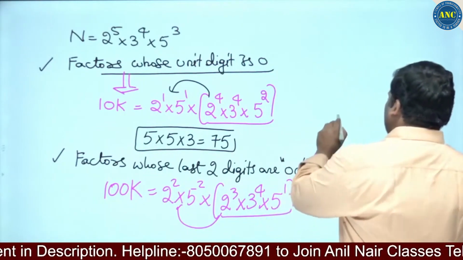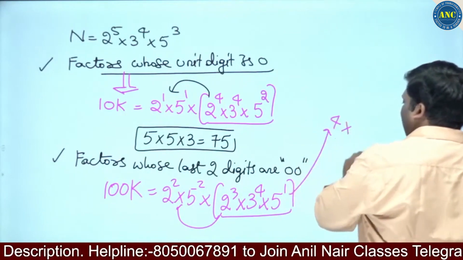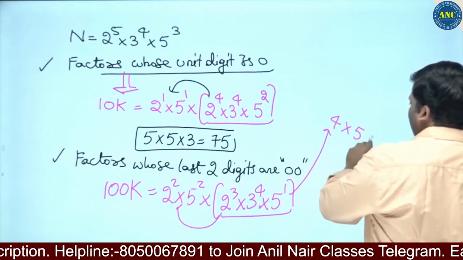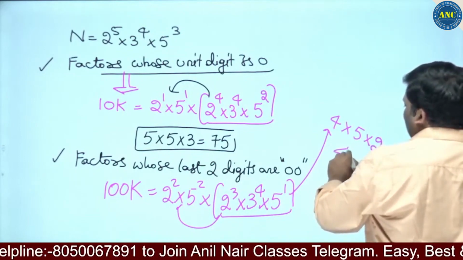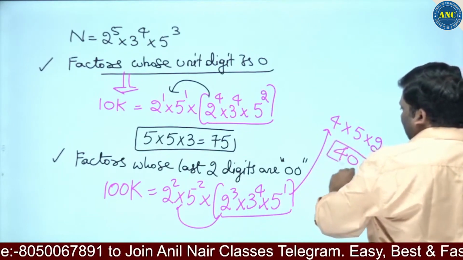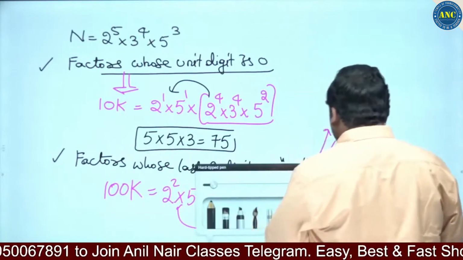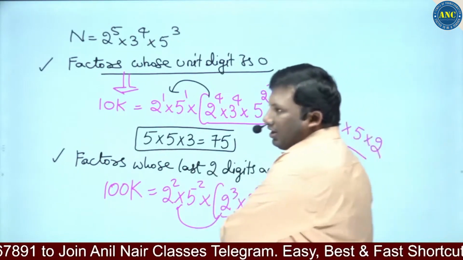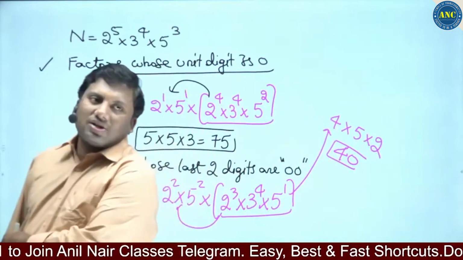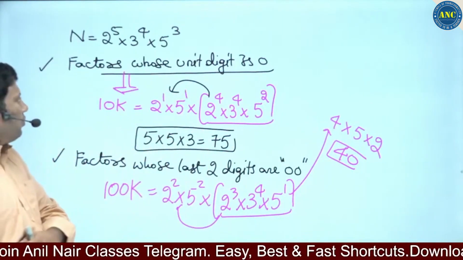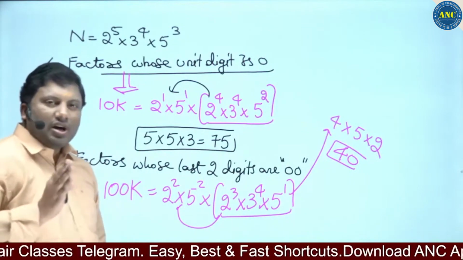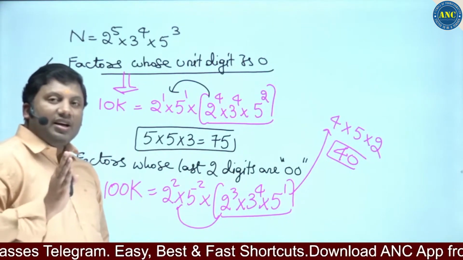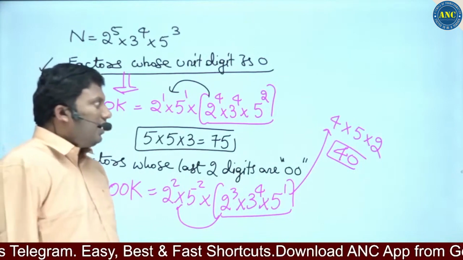So what will be the answer for this one? 0 to 3, 4 cases, 0 to 4, 5 cases, 0 to 1, 2 cases. 4 into 5 into 2 is 40 factors whose last two digits are 0 0. 40 factors are there whose unit digit is 0, whose last two digits are zeros. I hope the idea is very clear.